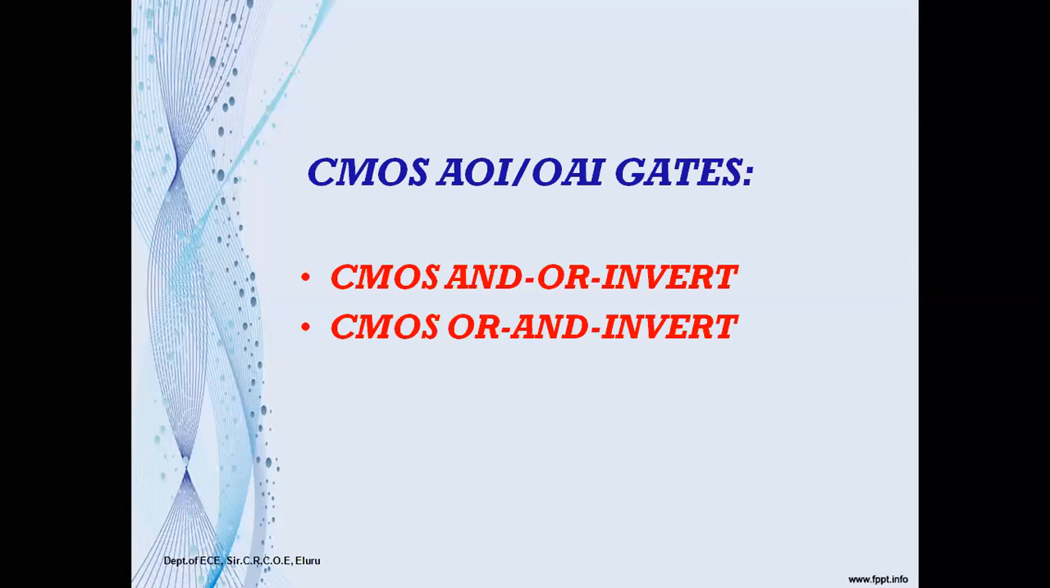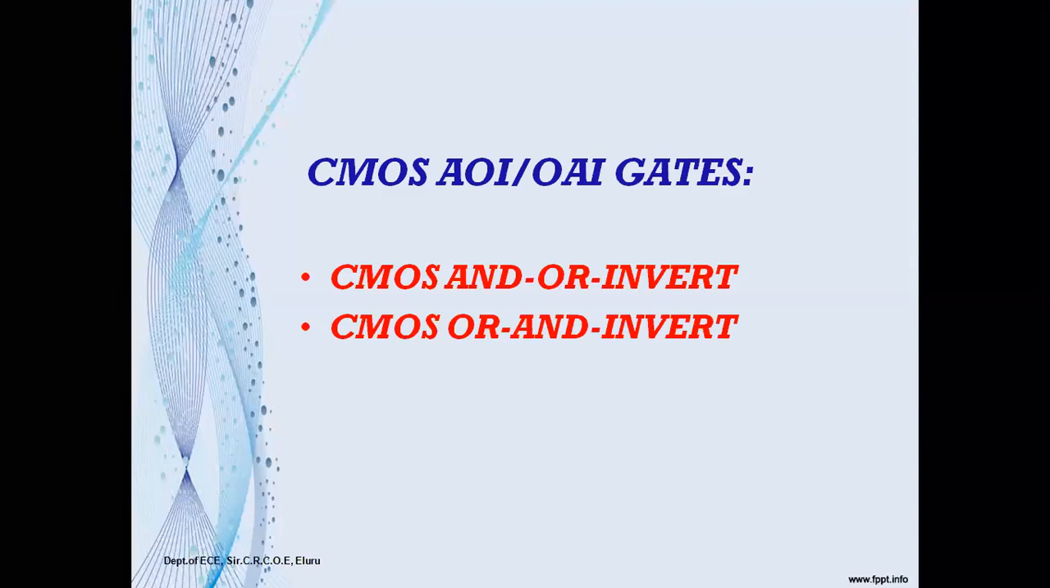So what are the CMOS inverting gates? The CMOS inverter, CMOS NAND, and CMOS NOR. These three are CMOS inverting gates. Whereas CMOS non-inverting gates, what are they? The CMOS non-inverting gates are the basic gates such as the AND, OR, and the buffer. These three are the CMOS non-inverting gates.